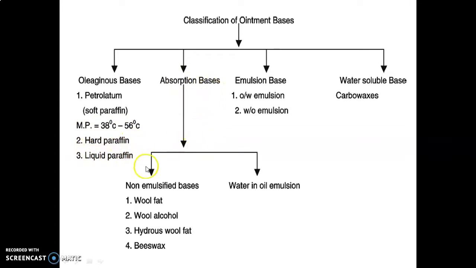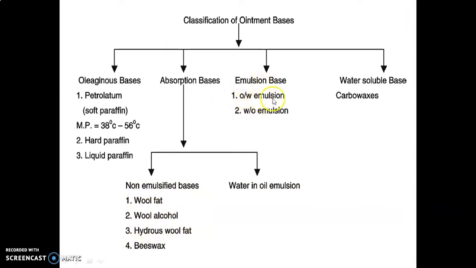Absorption bases are again classified into two types: non-emulsified bases, and water in oil emulsion, that is W/O emulsion, in which water is the internal phase while oil acts as the external phase. Non-emulsified bases are again of four types, for example wool fat, wool alcohol, hydrous wool fat, and beeswax.